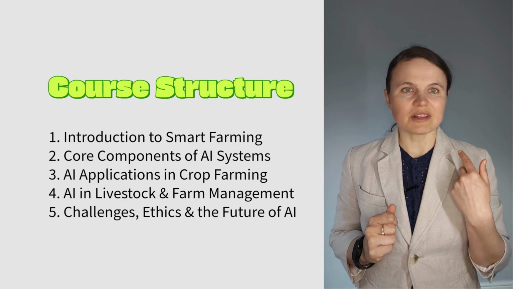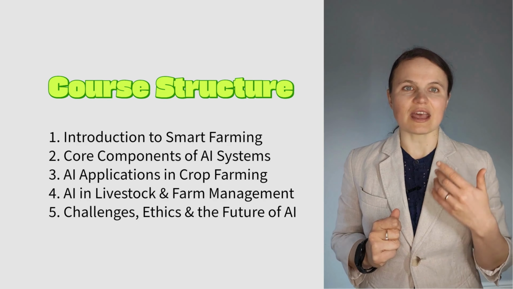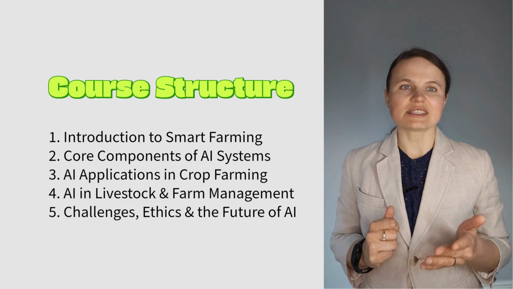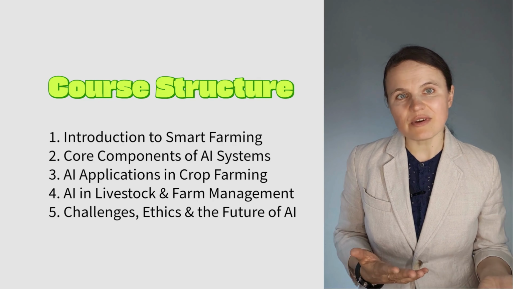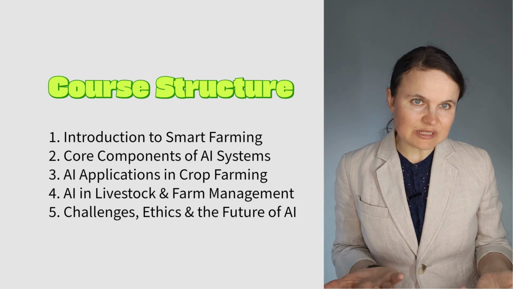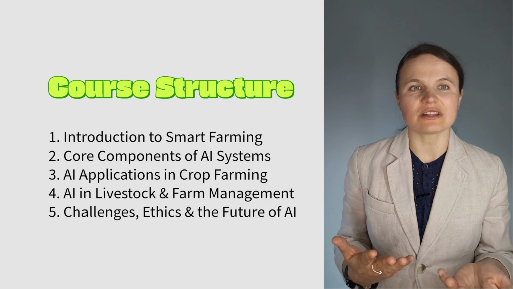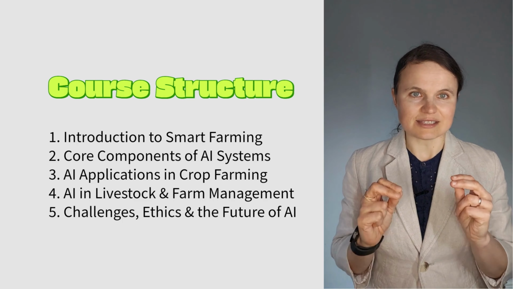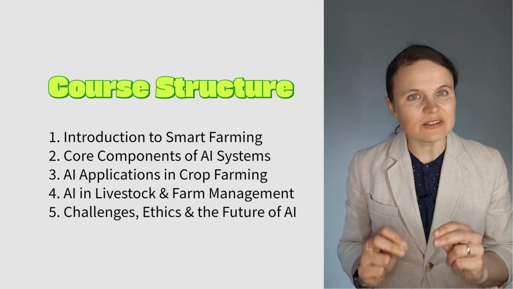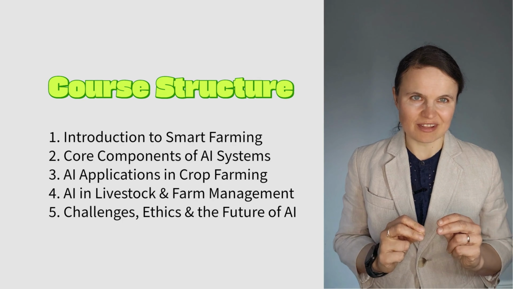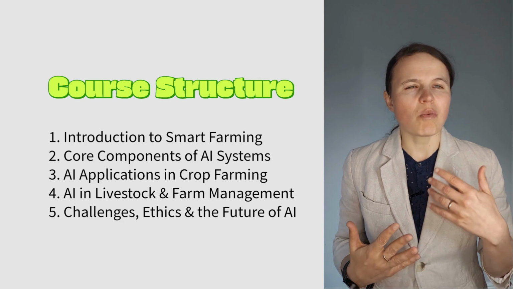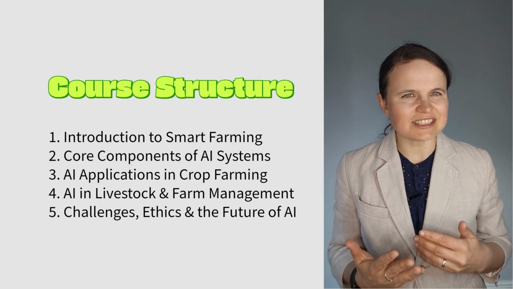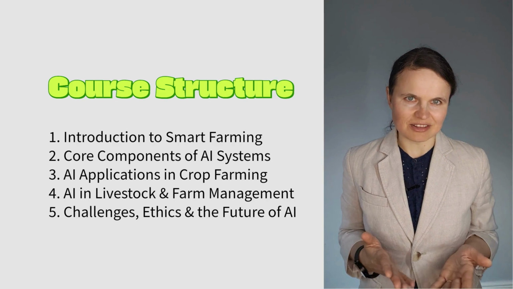Firstly, we will have an introduction to AI and smart farming. We will start with the basics. What is AI? Is it the same as smart farming? What is the difference between smart farming and traditional farming? And why is smart farming different from conventional farming? Also, we will check on real examples why using artificial intelligence is helpful in agriculture.